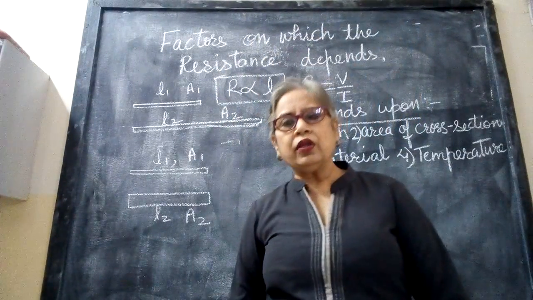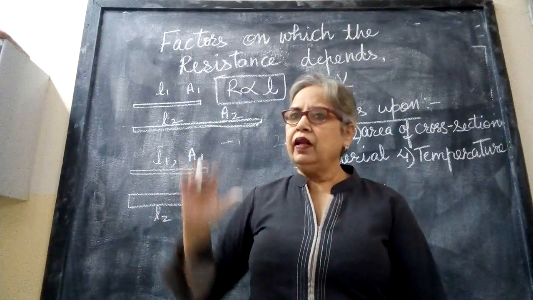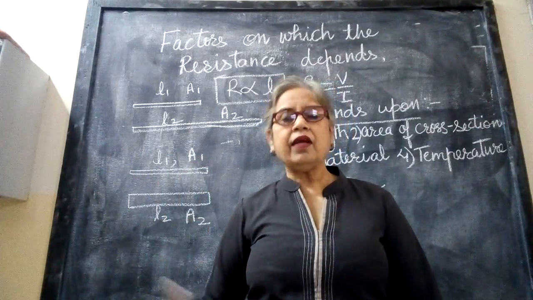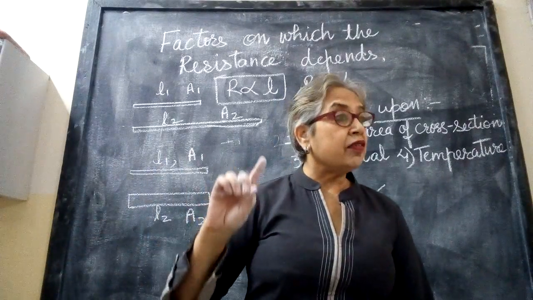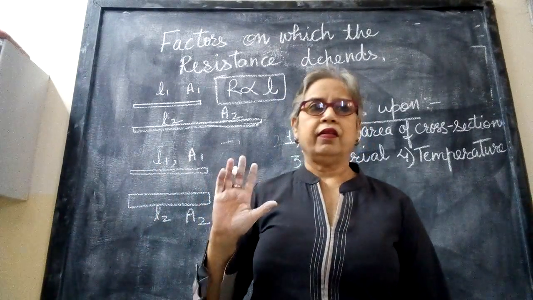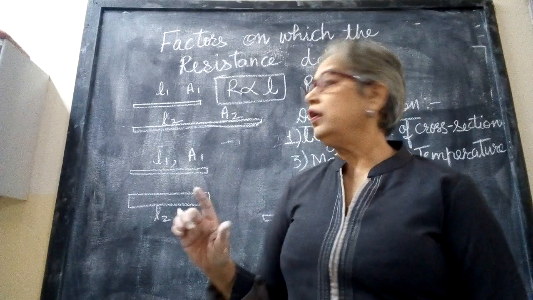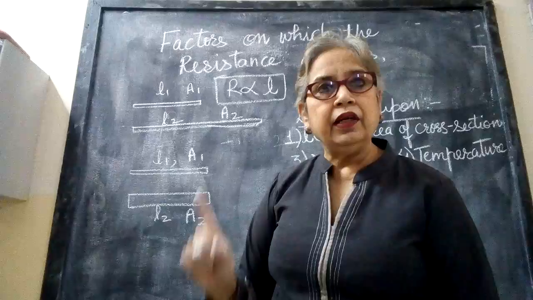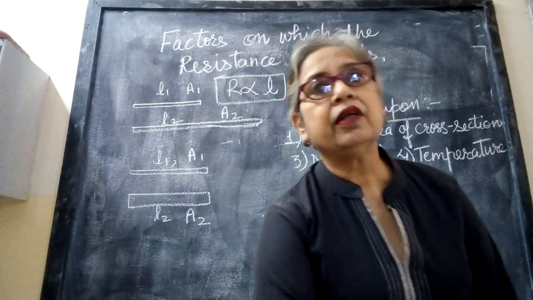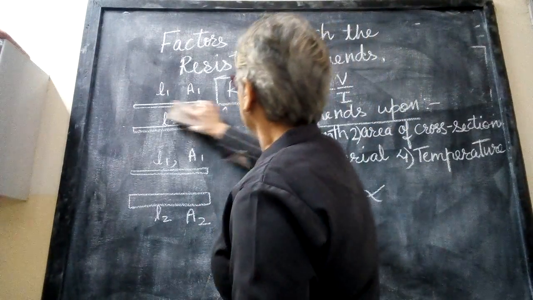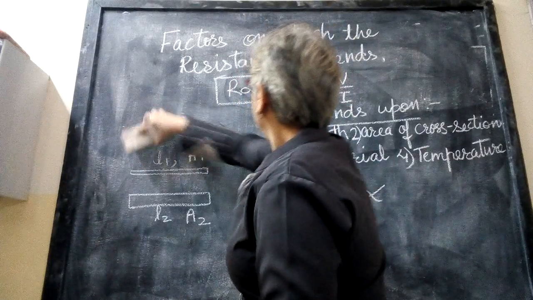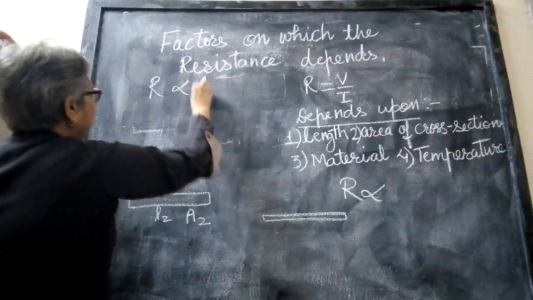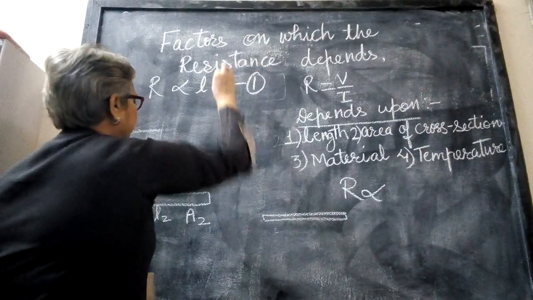Okay, that is, more the length, more the resistance, less the length, less the resistance, and hence if the resistance is less, current is more, and if the resistance is more, the current is less. Okay, is this clear? But provided the area of cross section, material and temperature remain the same. So let us say that R is proportional to L, equation 1.